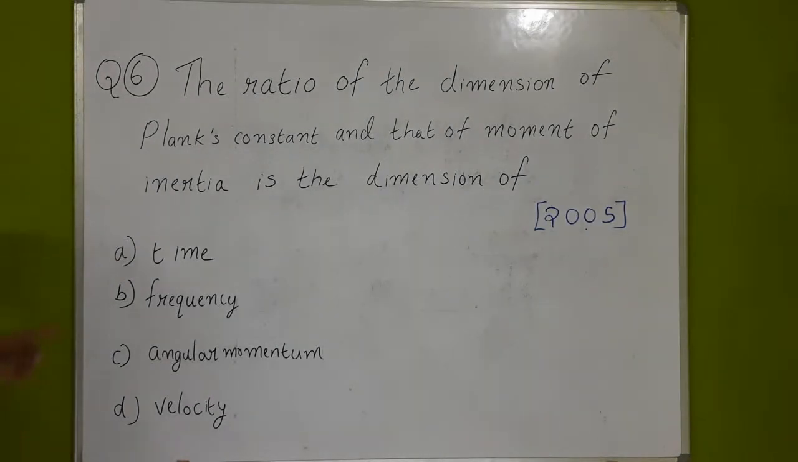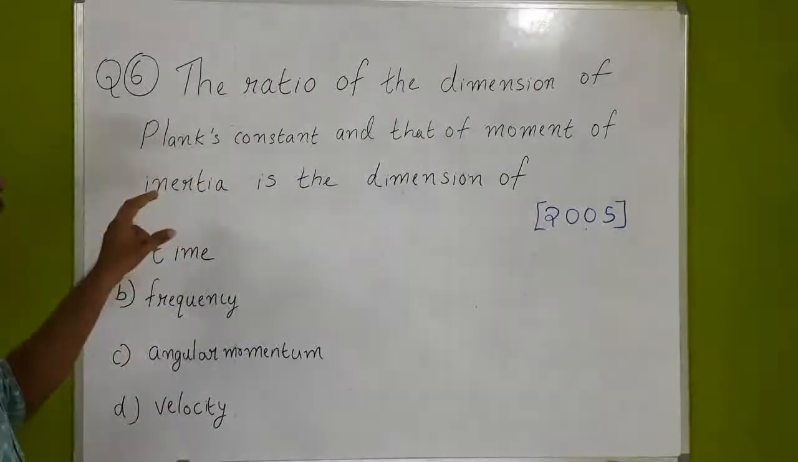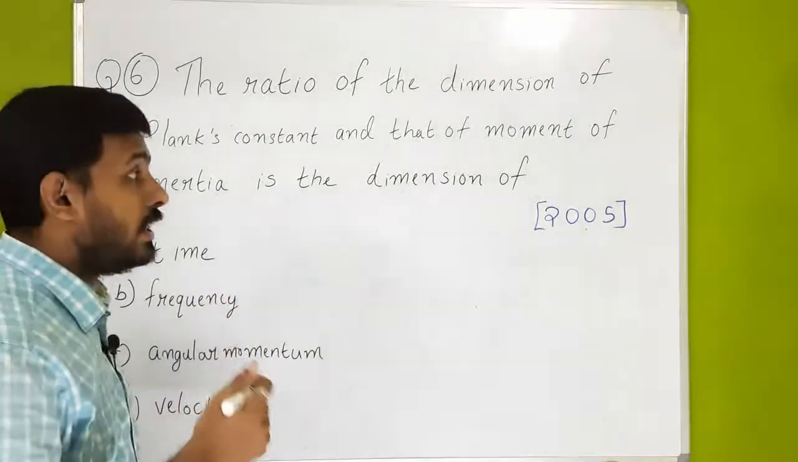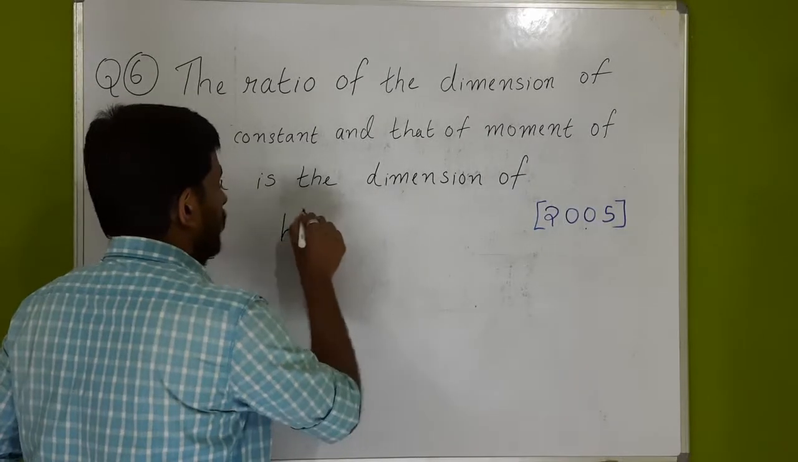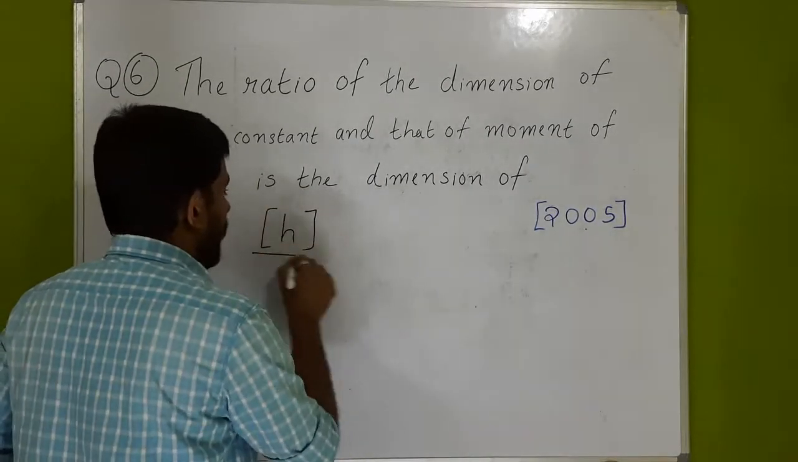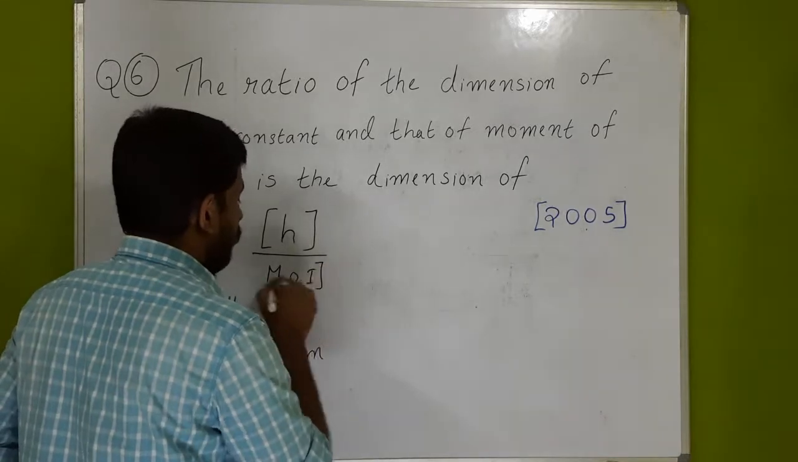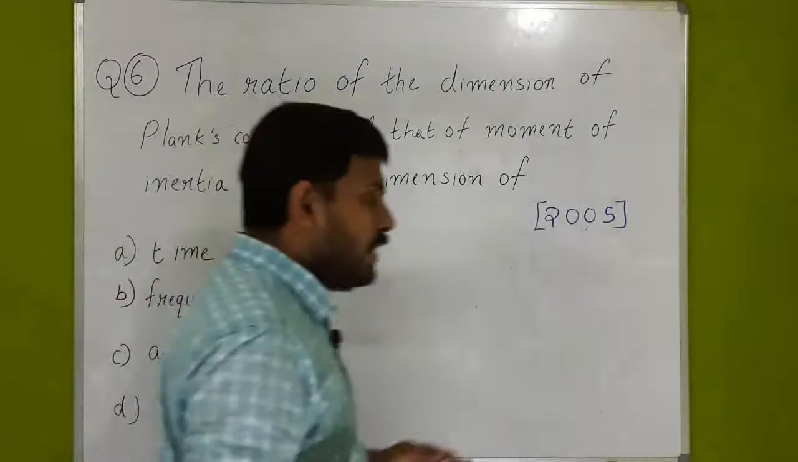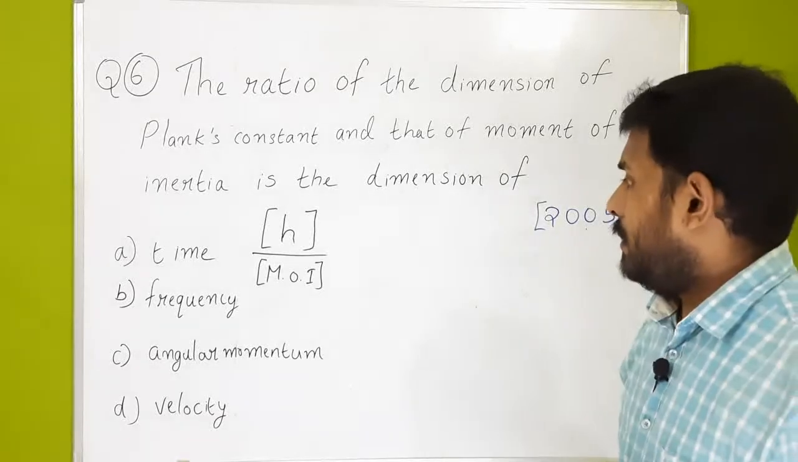Question number 6. The ratio of dimension of Planck's constant and that of moment of inertia is the dimension of. So we have to find the ratio of dimensions of Planck's constant and that of moment of inertia. So we have Planck's constant h here, and we have the moment of inertia. So we have to find the ratio of these two dimensions. But we don't know any direct relationship between Planck's constant and moment of inertia now.